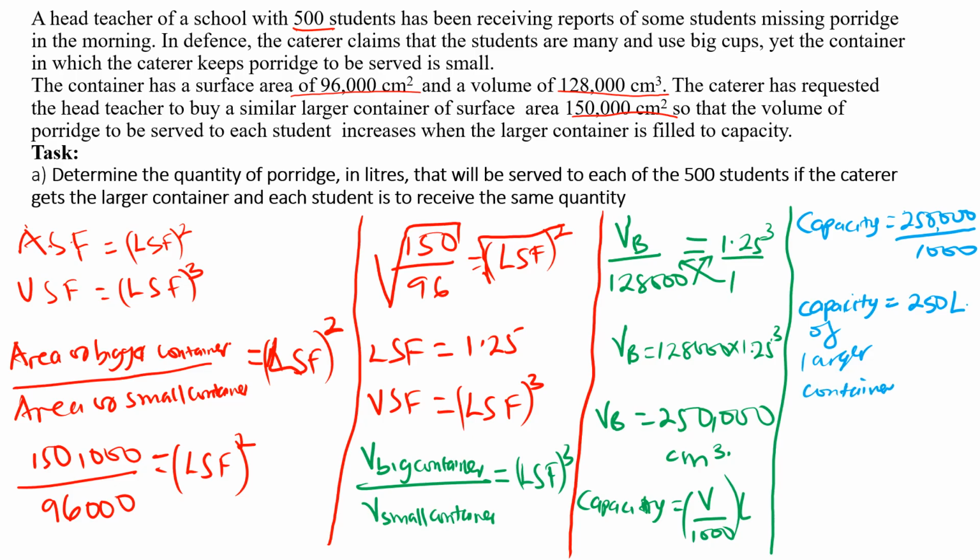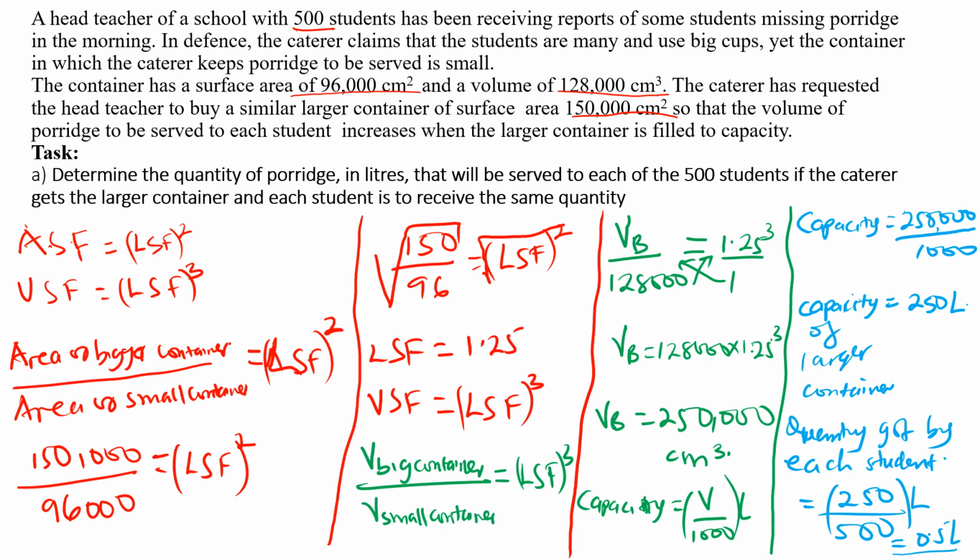But now they are asking, if the capacity of this larger container is 250 liters, how much porridge will each student get? So here we shall say quantity got by each student. We shall have 250 divided by 500. Then here we shall have the answer as 0.5 liters.